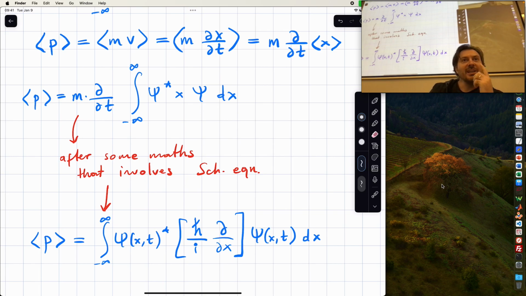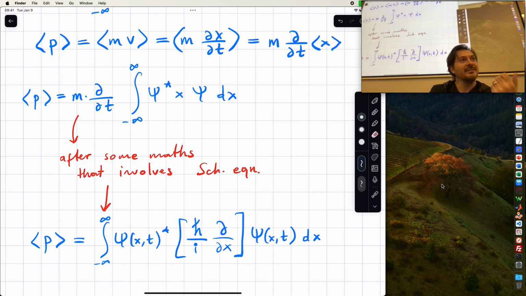Yes? We should actually change the word to expected average, instead of expectation value. What is the expected average of momentum? What is the expected average of position? When you measure position, what's the expected average?